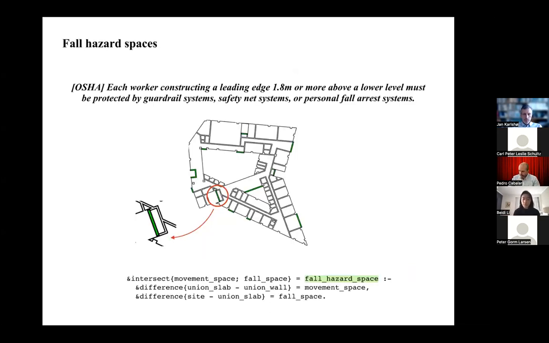Or formally, we can again have this rule according to the ASP4BEM semantics that takes two predicates, and if they both become true, then the head of this rule will also become true, which means that fall hazard spaces will be computed, and they are highlighted here as the green regions.